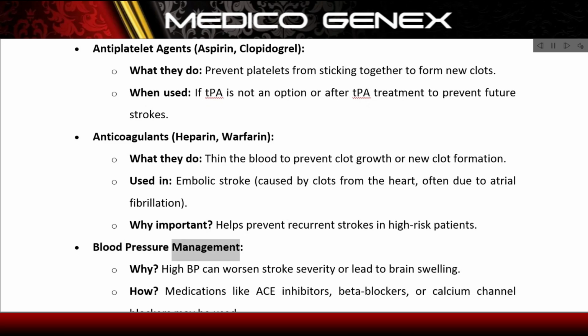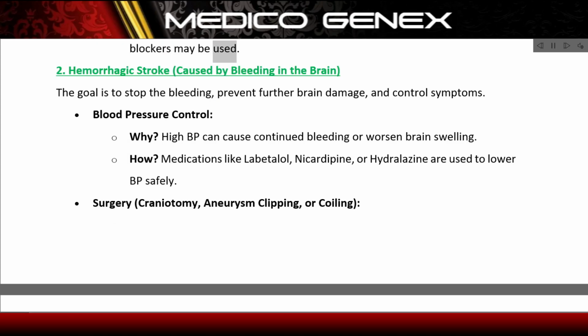Blood pressure management. Why? High BP can worsen stroke severity or lead to brain swelling. How? Medications like ACE inhibitors, beta blockers, or calcium channel blockers may be used. 2. Hemorrhagic stroke, caused by bleeding in the brain. The goal is to stop the bleeding, prevent further brain damage, and control symptoms.